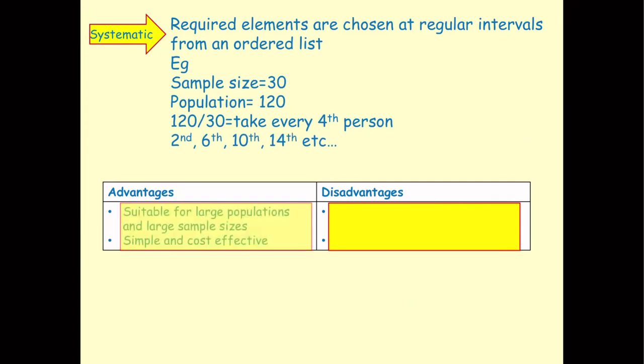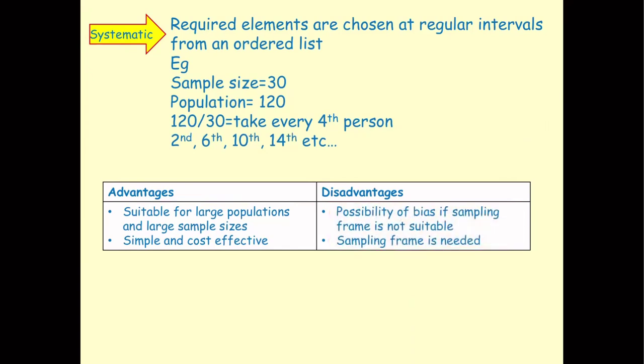Now, the advantage is that it is suitable for large populations and large sample sizes because it makes it really straightforward to select. It is simple and cost effective, just like random sampling. The disadvantage is there is a possibility of bias if the sampling frame is not suitable. And again, same with random sampling, a sampling frame would be needed.